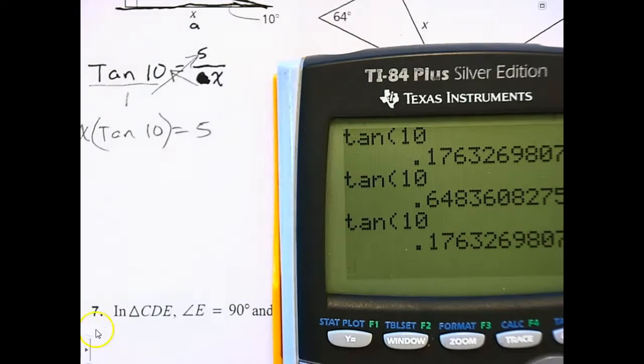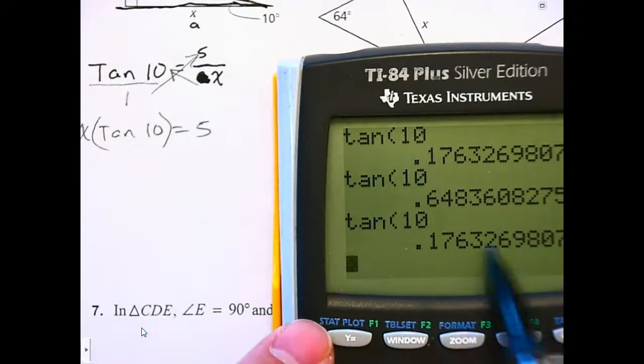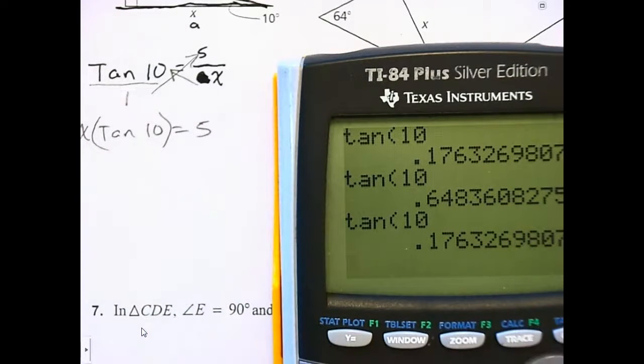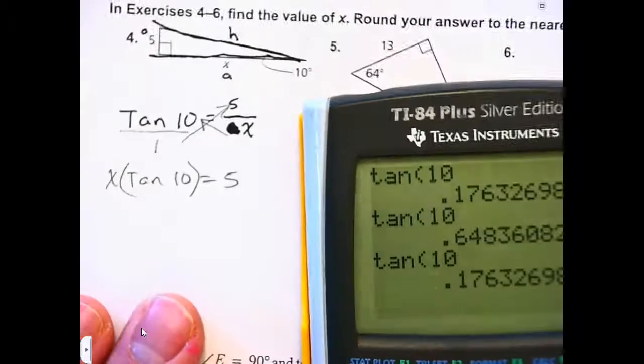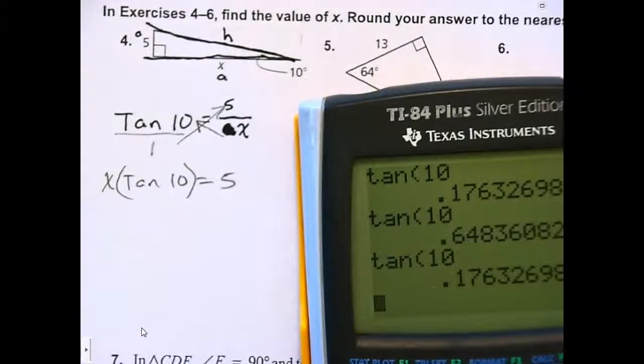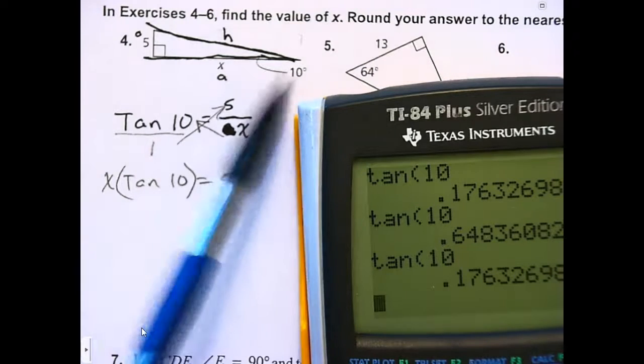Of 10, it is a numeric value. Make sure you're in degrees. Tell your neighbor how you know to be in degrees and not radians. It has nothing to do with mode. How do you know you're in degrees and not radians with this problem? Yeah, because the angle says 10 degrees.